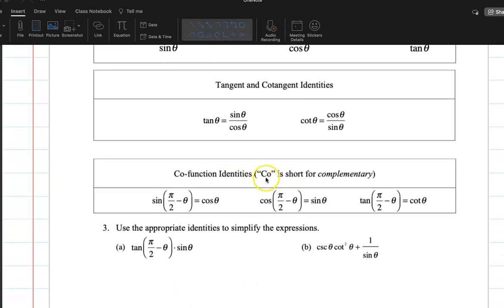Co-function identities. Co means complementary. Sin of pi by 2 minus theta is cos theta. Cos of pi by 2 minus theta is sin theta. You have to learn it up. The co-function of sine is cos, the co-function of cos is sine, and the co-function of tangent is cotangent. This holds only for pi over 2 minus theta, or odd multiples of pi by 2.